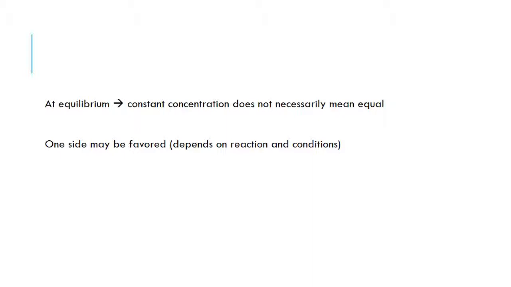Also, at equilibrium, the constant concentration does not necessarily mean equal. You don't have to have the same amounts of products and reactants to be at equilibrium. It all depends on the conditions the reaction's running in, what's being formed, how many molecules are present, complexity of the molecules. There's a lot of things at play. So very rarely are they going to be equal at the equilibrium state. One side may be favored, and that's all going to depend on the reaction and its conditions. And so we call this favoring equilibrium position.